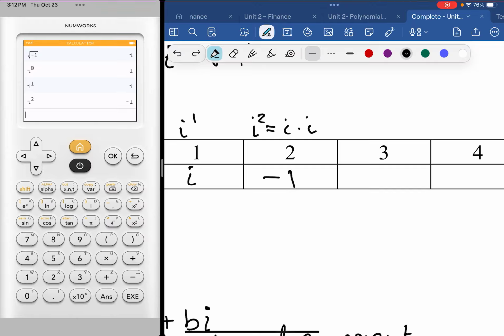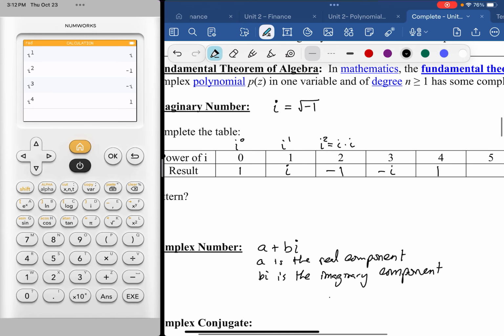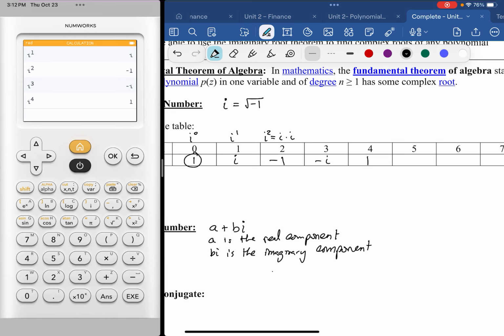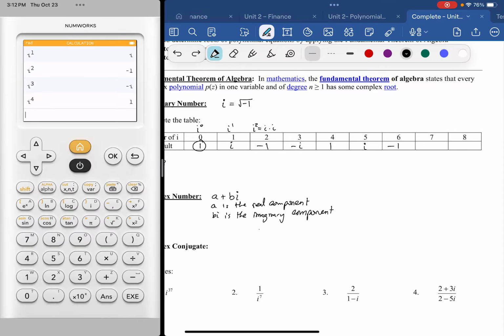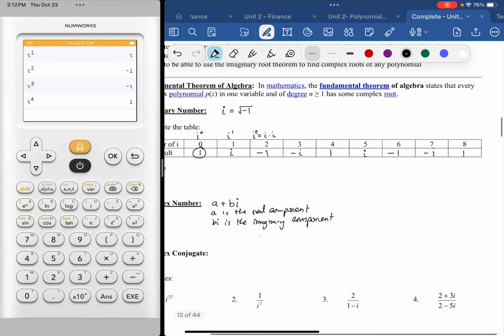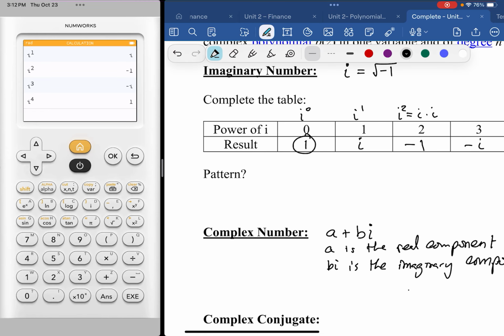i to the 3rd, i to the 4th, back to a 1, right? So you see we have a cycle: 1, then i, -1, -i, then back to 1. And then it would continue that cycle, so we'd end up with i, -1, -i, and then back to +1. So the pattern ends up being, if you have a power of 1, that's going to give you a result of i. We'll think of that as the basis of the system.